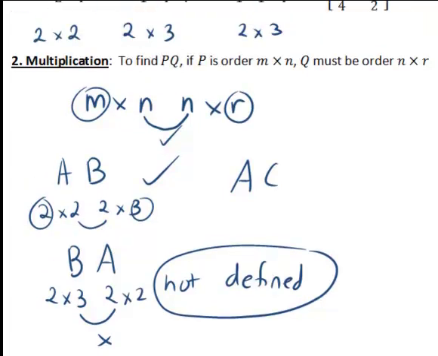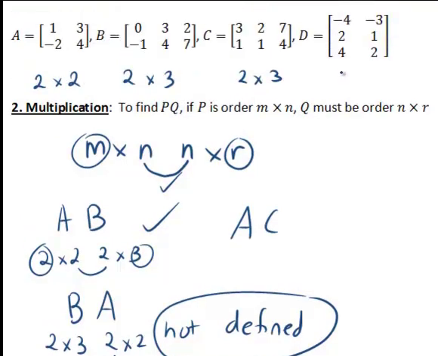And finally, looking at our matrix D, matrix D was three rows, two columns. So you'll see that CD would be defined, but for instance, AD would not be defined, as a 2 by 2 matrix could not be multiplied by a 3 by 2 matrix in that order. So these are examples of when multiplication is defined.